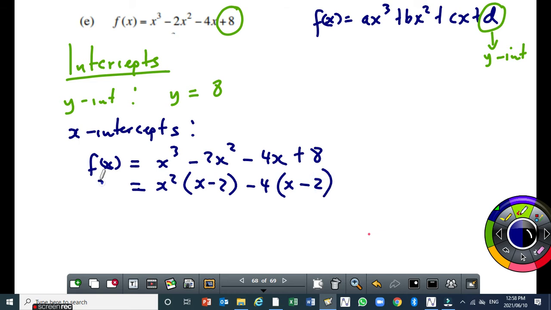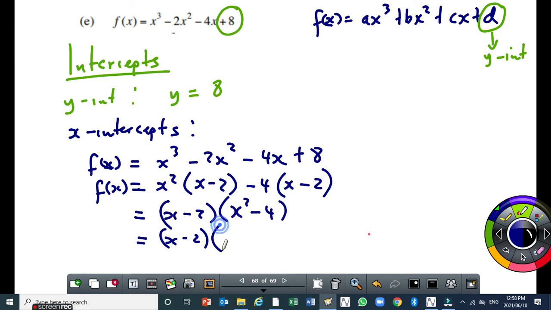I didn't use the factor theorem, but there are times when I can, so we'll do a question like that. Then you have x minus 2 times x squared minus 4. And that can be factorized. So you get x minus 2, another x minus 2, and then x plus 2. Now this is a very interesting graph.